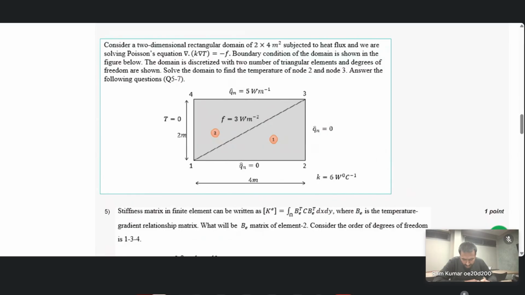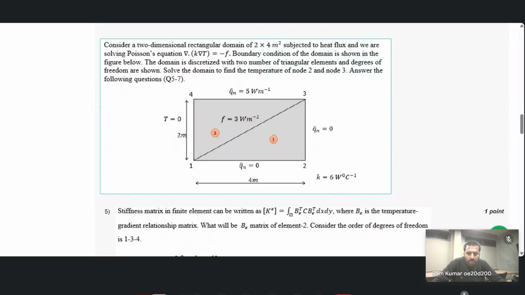One more thing: are you transferring that load to the node, or are you transferring the body load, the full body, to each node? Yes, sir, by using the shape function. Can you show me that derivation, the way the professor was solving it?